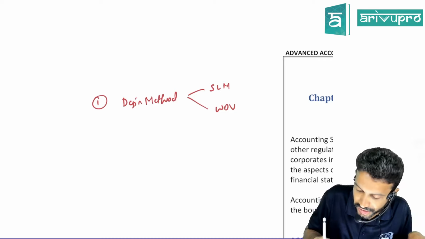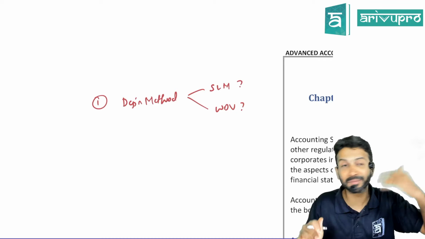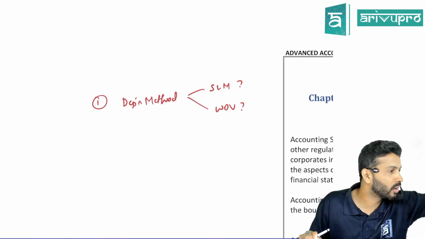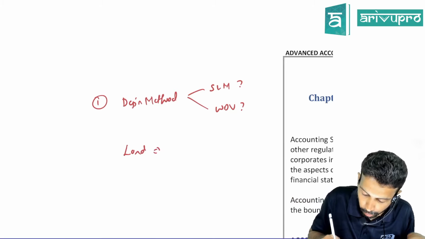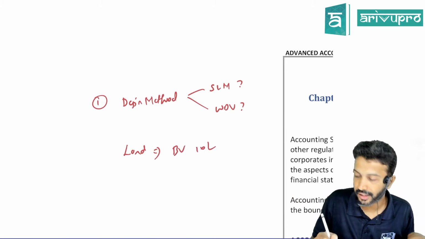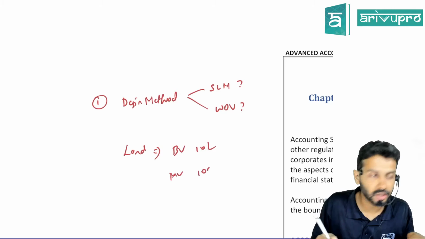Okay. So the question is which method to select. Now I'm not asking a question; I'm giving you some pointers. Does your golden rule answer this? No. Sir, suppose you have a land. You bought it for 10 lakh rupees, meaning the carrying amount of that land is 10 lakh rupees. Market value is 10 crore.